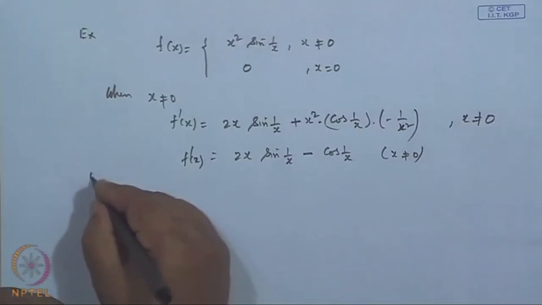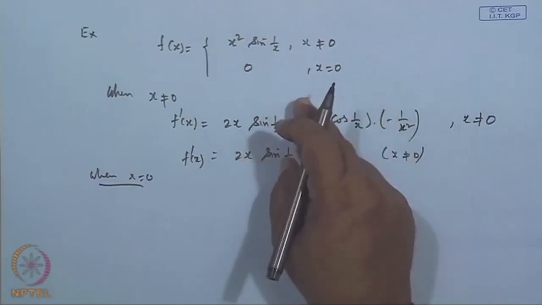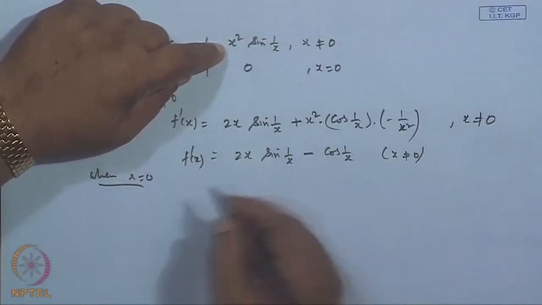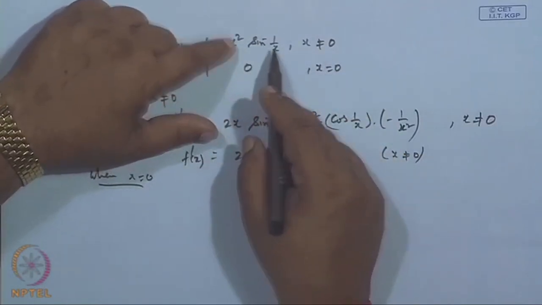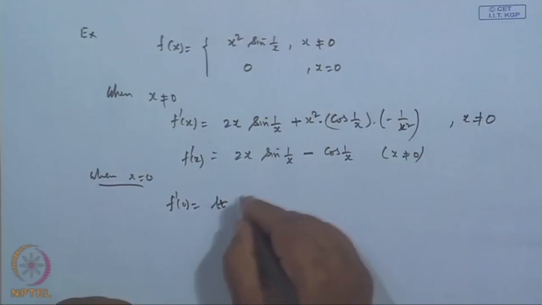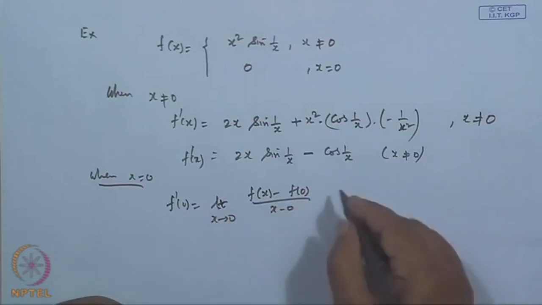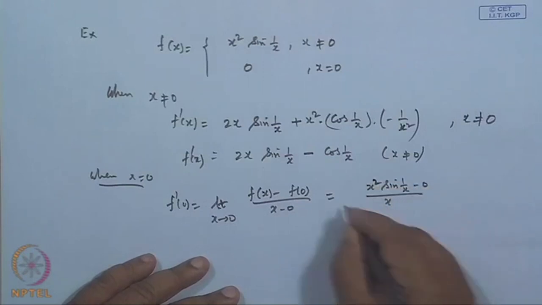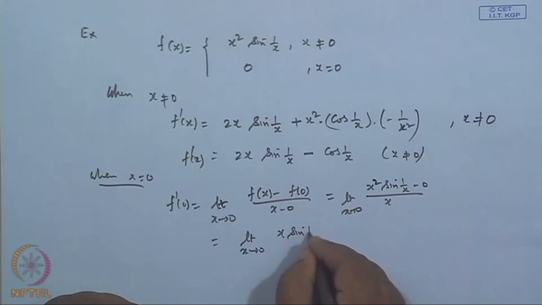Okay. But when x is 0, what happens? The derivative of the function, we have to compute it. Why? Because at the point x is 0, the form given for the values different from 0 does not apply. So, find the derivative of this function at 0 by using the definition, that is limit of f x minus f 0 over x minus 0 as x tends to 0. And that comes out to be what? f x is x square sin 1 by x minus 0 divided by x when x tends to 0. So, that is equal to basically limit as x tends to 0 of x sin 1 by x.